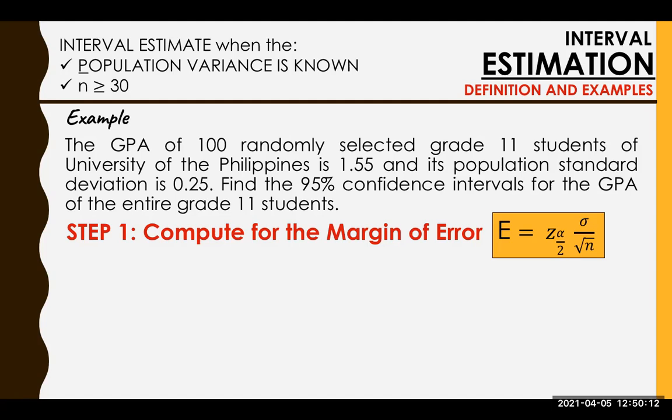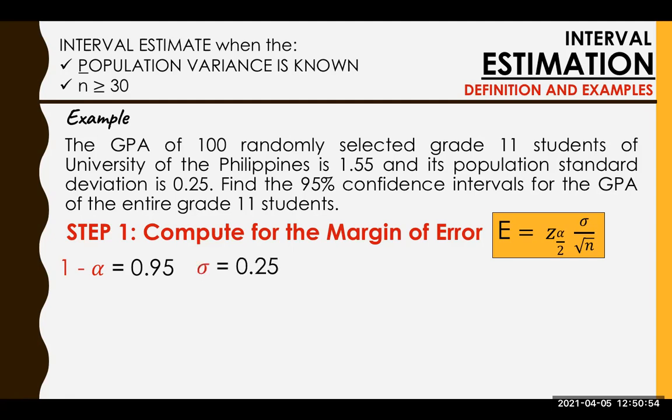So we need to go back first to the problem to know the different givens. Based on the given problem, the 1 minus alpha is 0.95, or the confidence level is 95%. So why do we need to know the confidence level? In knowing the confidence level, we can easily know the value of the confidence coefficient. Okay? Because the value of the confidence coefficient depends on the value of the confidence level.